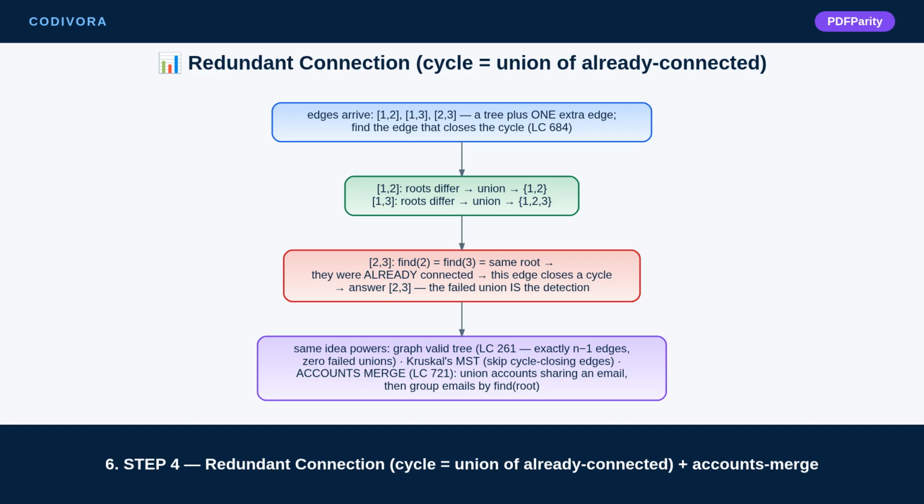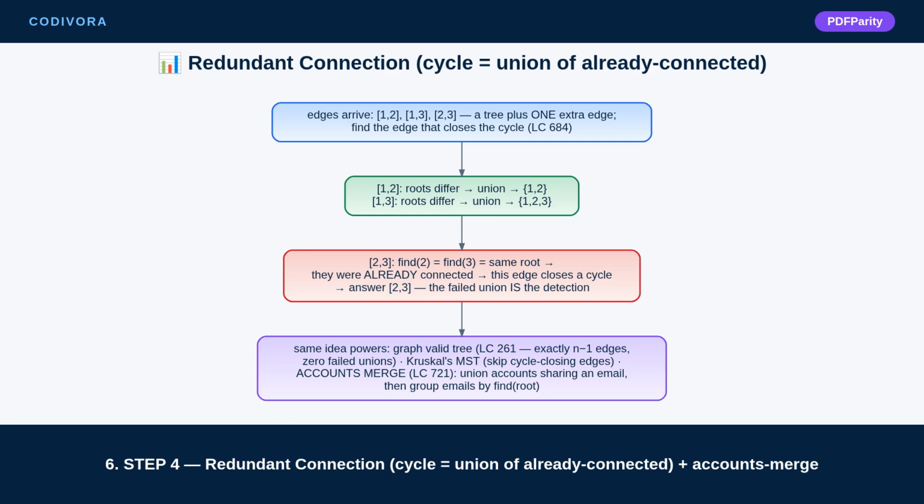Here's how it flows on screen. Edges arrive: 1,2; 1,3; 2,3, a tree plus one extra edge. Find the edge that closes the cycle, LC 684. Next, 1,2: roots differ, then union. Then 1,3: roots differ, then union. Next, 2,3: find 2 equals find 3, the same root, so they were already connected, so this edge closes a cycle. Answer: 2,3. The failed union is the detection.